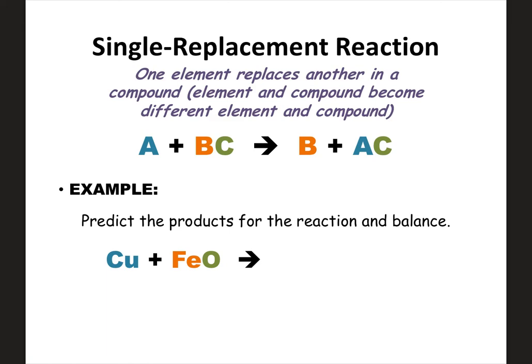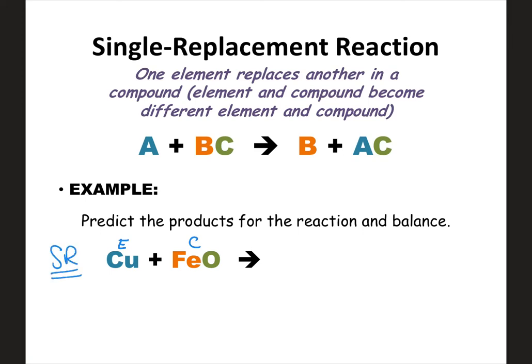All right, so we're going to try another one here. I can give you a moment. If you want to try this on your own, pause the video, see what you come up with. All right, so when we do this one, same deal. You always analyze the reactants. All right, I have copper, which is an element, FeO, which is a compound. Element plus compound is single replacement.